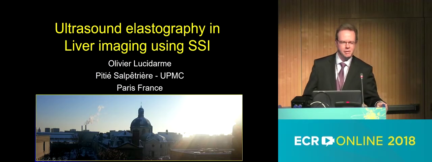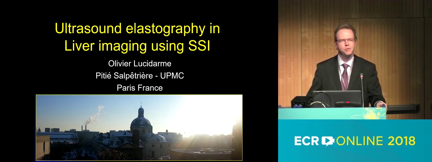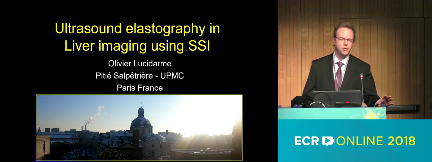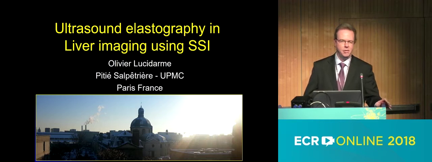So now it's the liver. My purpose will be to do an overview of what can be done in the liver with shear wave elastography using the supersonic imaging system, what is known for now, what is the best way to use it in the most reliable manner, and also a word about the future during the conclusion, maybe what kind of applications we could develop.